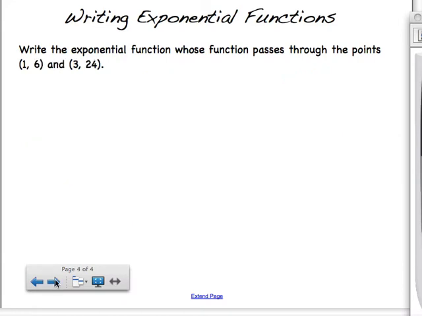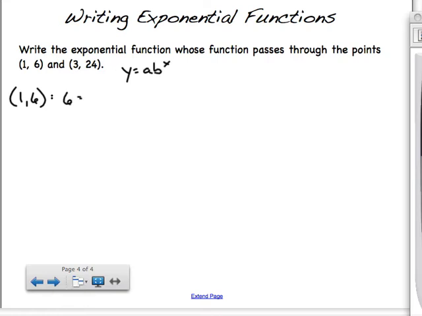It says (1, 6) and (3, 24). I want to write an exponential function that passes through them. So let's do the same thing one more time. I have the point (1, 6). I'm going to take the most generic form, so my generic form again is y equals ab to the x. Okay, plug in the points that I have.